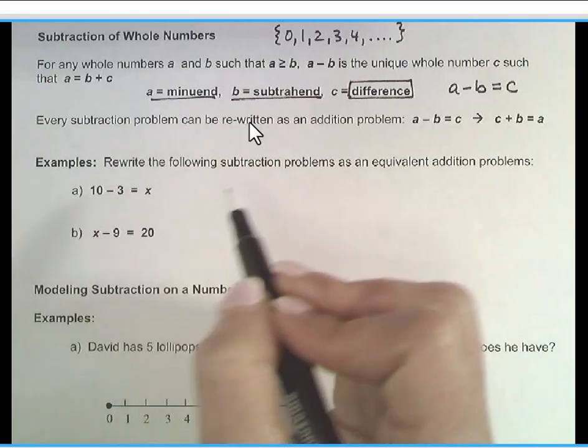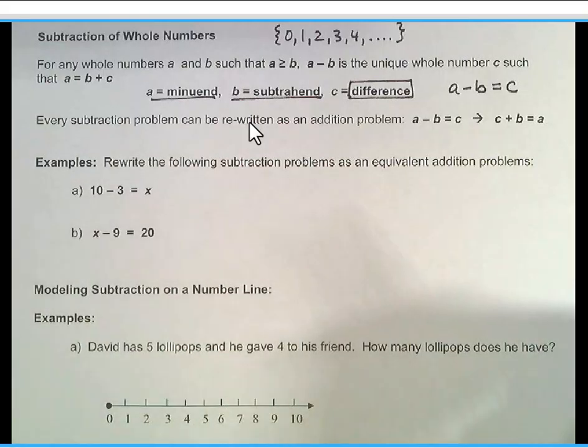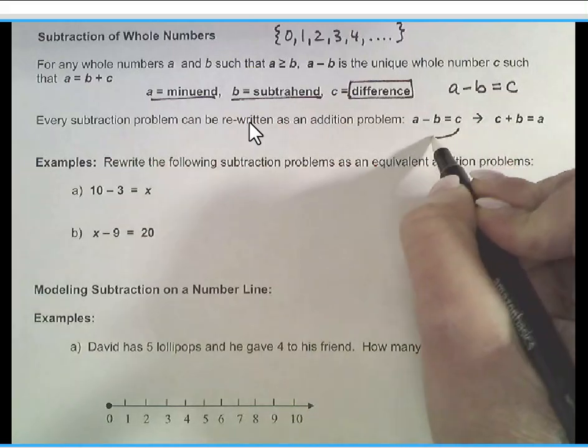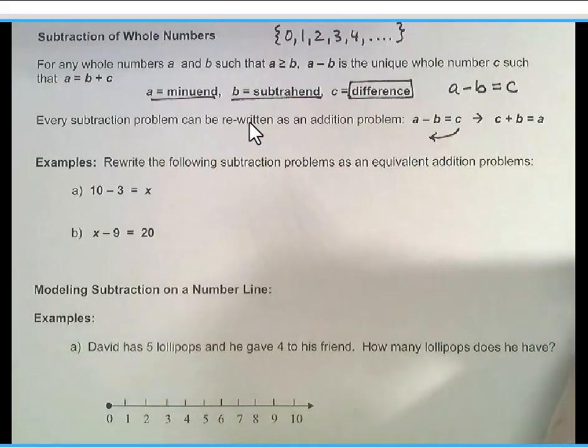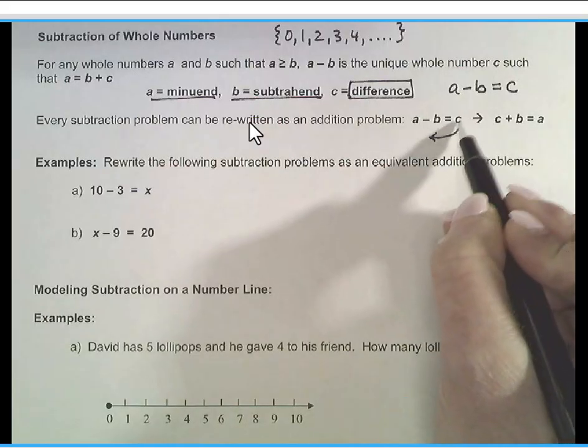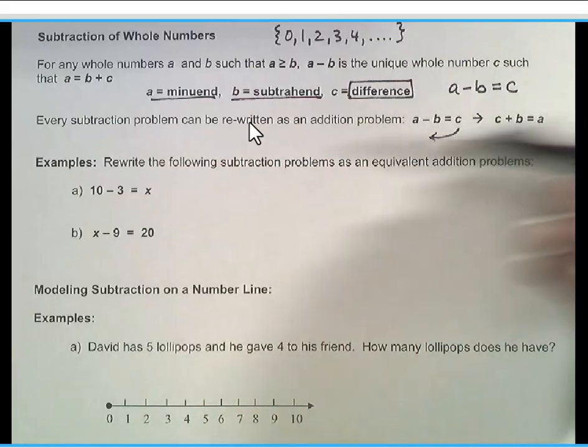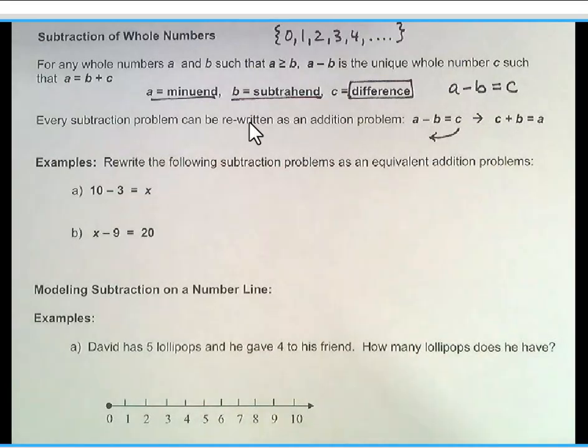And every subtraction problem can be rewritten as an addition problem. So if it's written a minus b equals c, you can just go back the other way and think of it as addition. That means if you take c and you add b, you'll end up with a. So we're reading it backwards and changing to an addition problem.